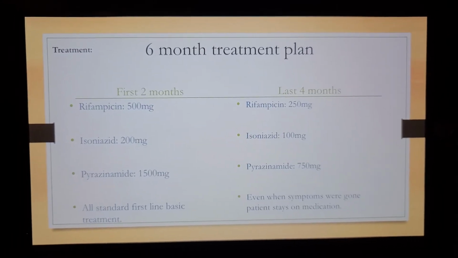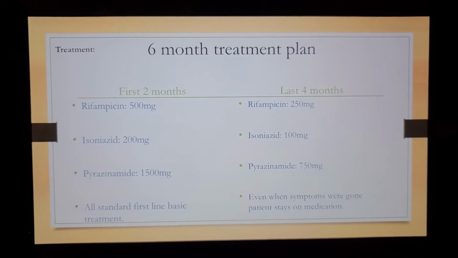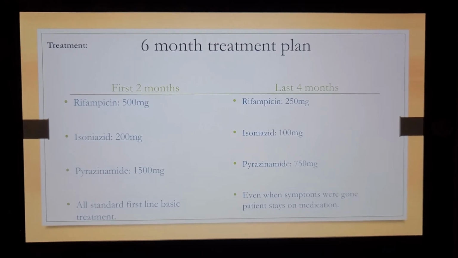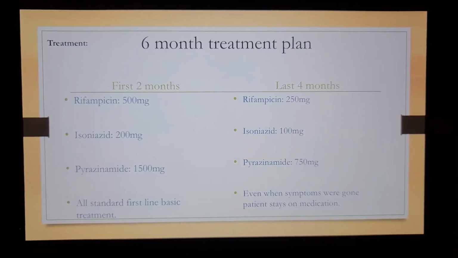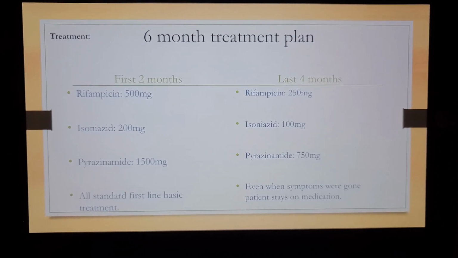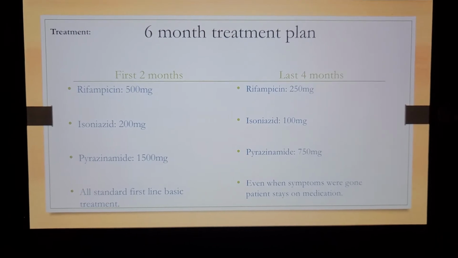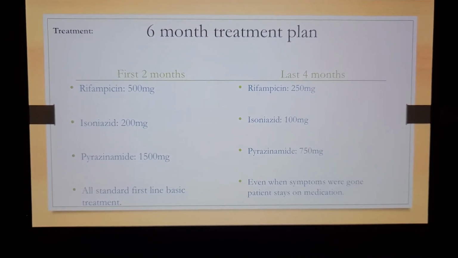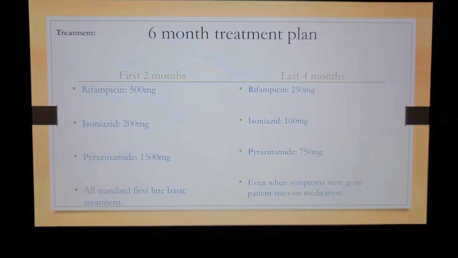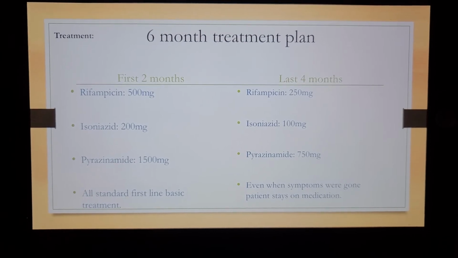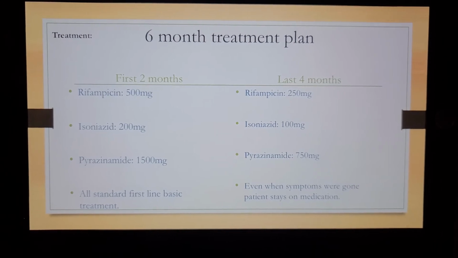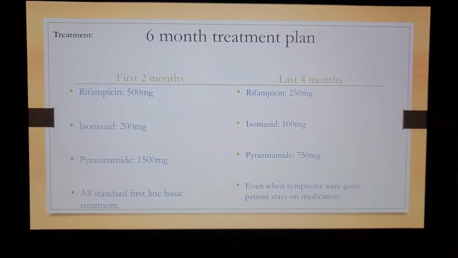After Olivia was diagnosed, her doctor put her on a treatment plan. For starters, it was a 6-month treatment plan. Additionally, she had 3 more months, making it a total of a 9-month treatment plan. For the first 6 months, though, we broke it down into the first 2 months, having 3 medications called rifamycin, 500 milligrams, isoniazid, 200 milligrams, pyrazinamide, 1,500 milligrams. These are all standard first-line basic treatments for tuberculosis. She handled those well, and they were reduced in the last 4 months to half for all 3.